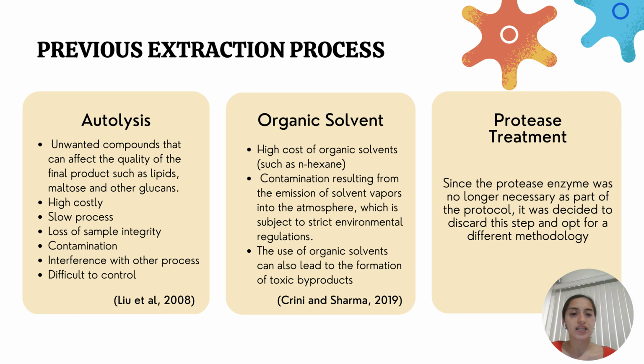And about the organic solvents, the main disadvantages of using them for the extraction of beta-glucans are related to the high cost of organic solvents, such as N-hexane, and the contamination resulting from the emission of solvent vapors into the atmosphere, which is subject to strict environmental regulation. The use of organic solvents can also lead to the formation of toxic byproducts. Other disadvantages are that it has a large amount of extract waste, the extraction is limited, it is difficult to automate, and there is temperature gradient heating.